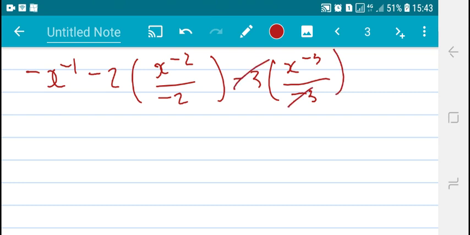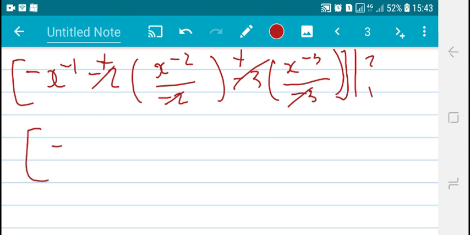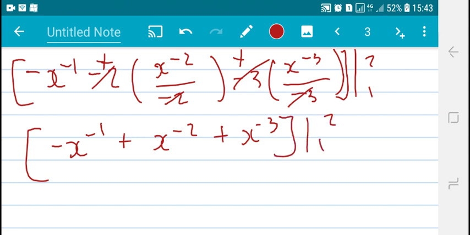So these ones will cancel, you get positive. These ones will cancel, you get positive, since negative times negative is positive. And you evaluate this entire expression from 1 to 2. And so we finally get minus x to the negative 1 plus x to the negative 2 plus x to the negative 3, evaluated from 1 to 2.